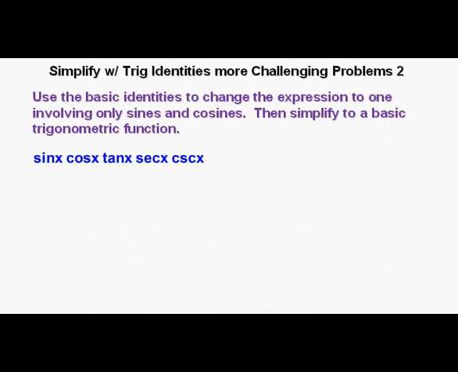Here's our first expression to simplify. Use the basic identities to change the expression to one involving only sines and cosines, then simplify to a basic trigonometric function. And we have the expression sine x, cosine x, tangent x, secant x, cosecant x.